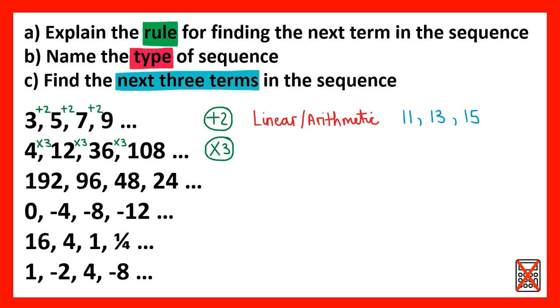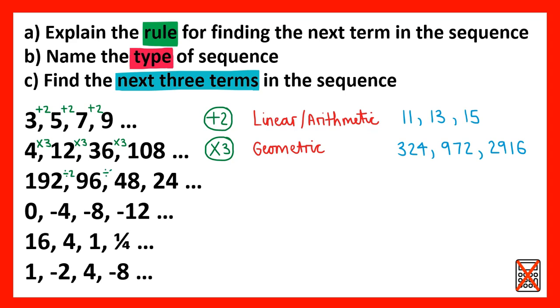These types of sequences where you multiply by a common ratio are geometric sequences, and the next 3 terms would be 108 multiplied by 3, 324, multiply this by 3, 972, and finally multiplying this by 3, 2916.